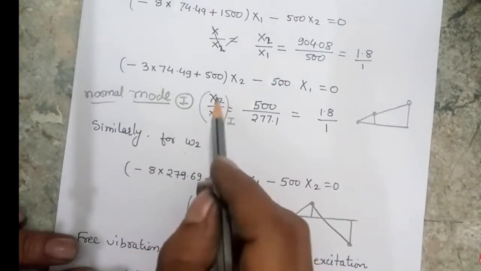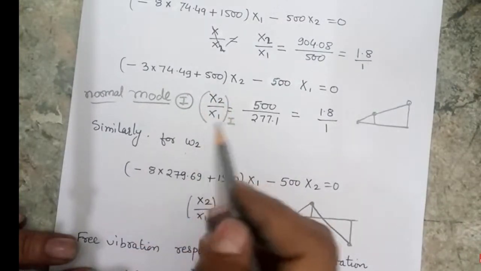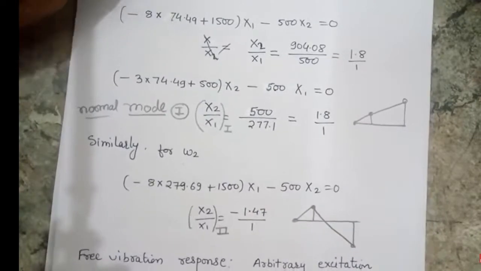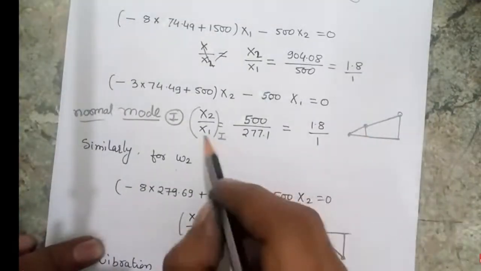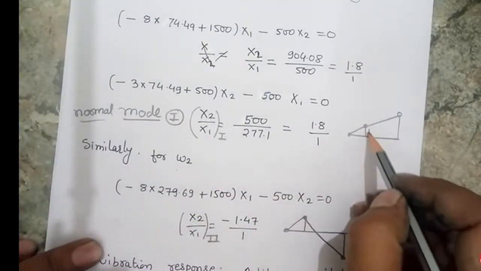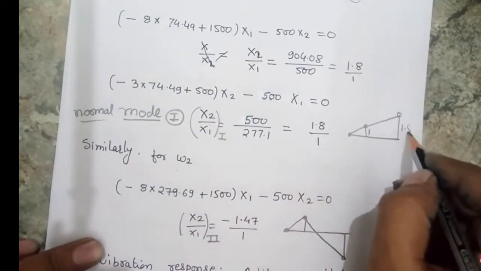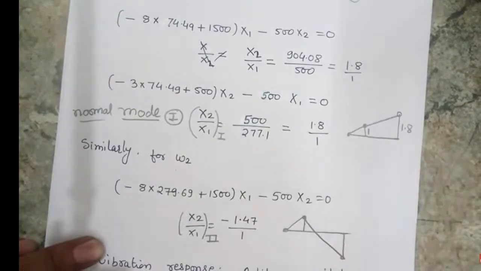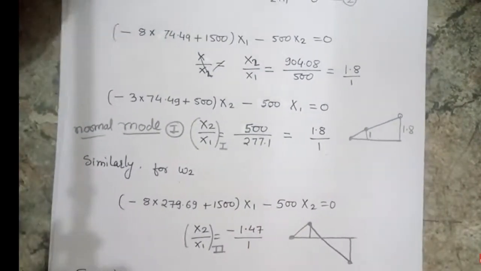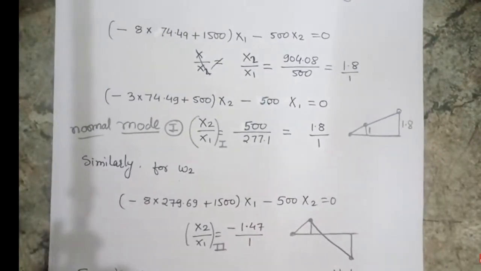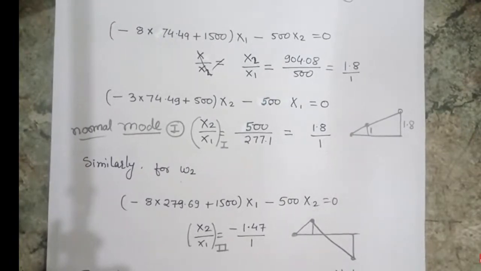We call this the normal mode, or the pattern of vibration of our system, and it indicates that if the first mass is moving with an amplitude 1, the second mass will move with an amplitude 1.8 times that of the first mass. So please keep in mind that these two values are not absolute values, but we are getting the relative value.